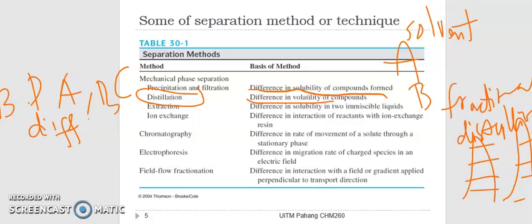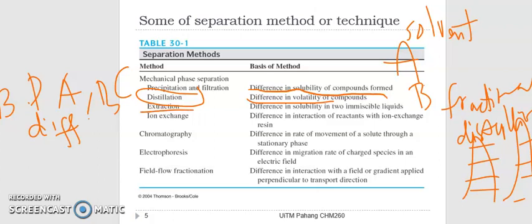So kita panaskan, dia akan keluar lah. The lowest boiling point akan keluar dulu, followed by other. So in that scenario, kita boleh pisahkan lah. Kita boleh pisahkan diesel, petroleum, kerosene, because all those have different number of carbon, thus they have different boiling point or different volatility.